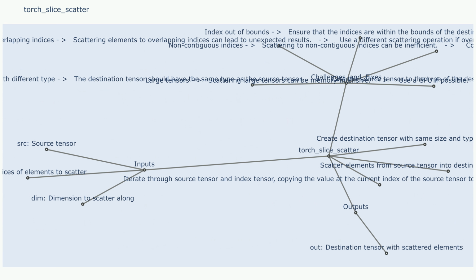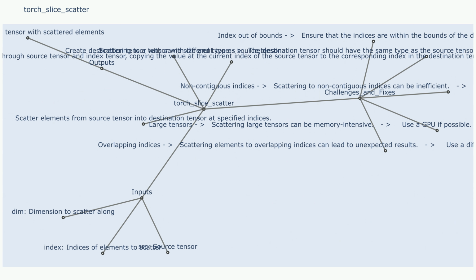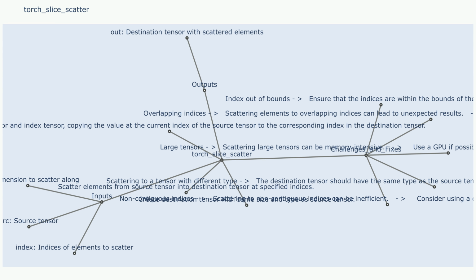The output tensor will have the same shape and data type as the destination tensor. Out indices. This is an optional output, which is a tensor of indices corresponding to the elements of the source tensor that were scattered into the output tensor. This can be useful for understanding which elements from the source tensor were used in the scatter operation.